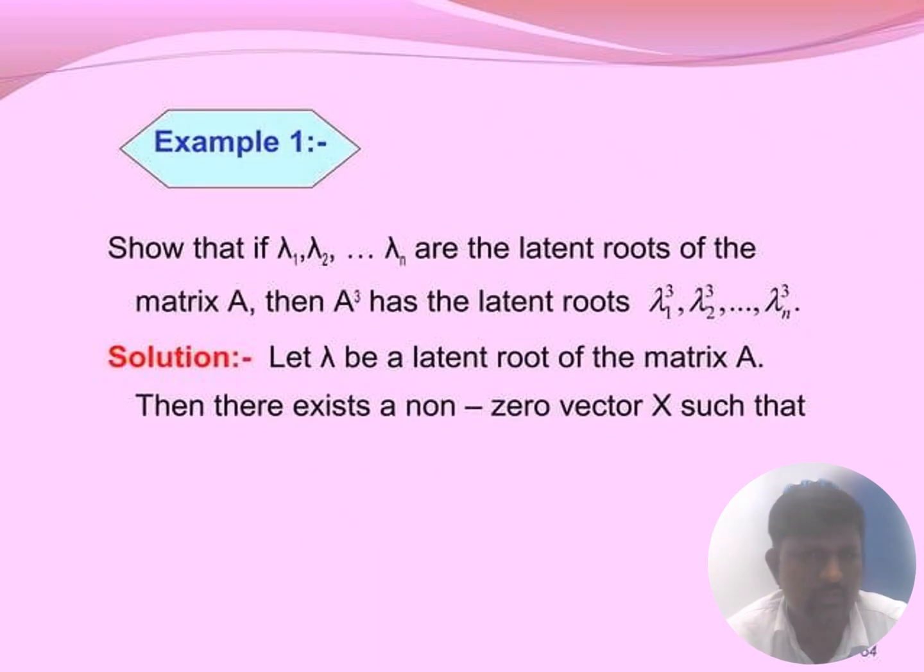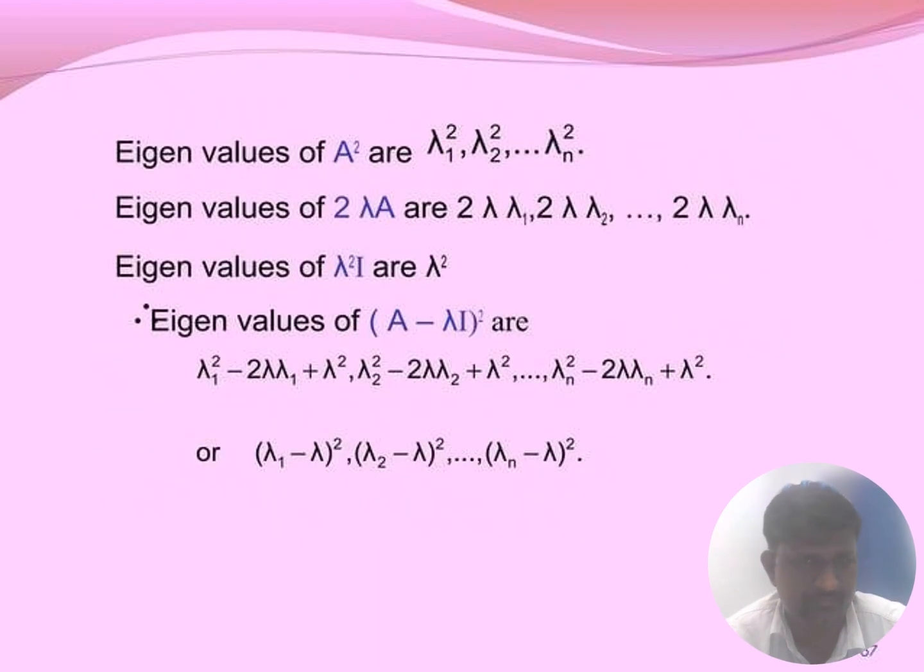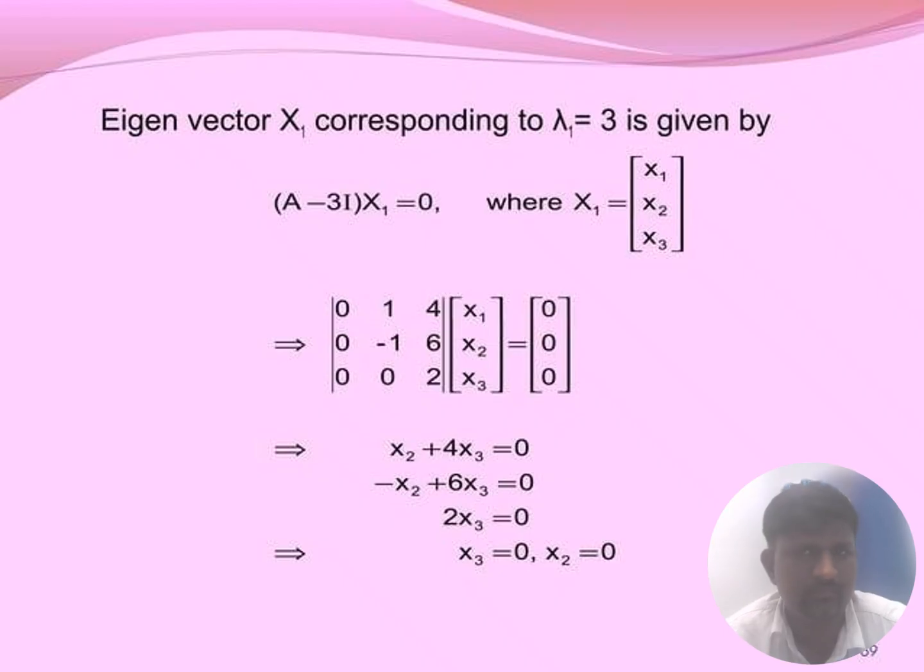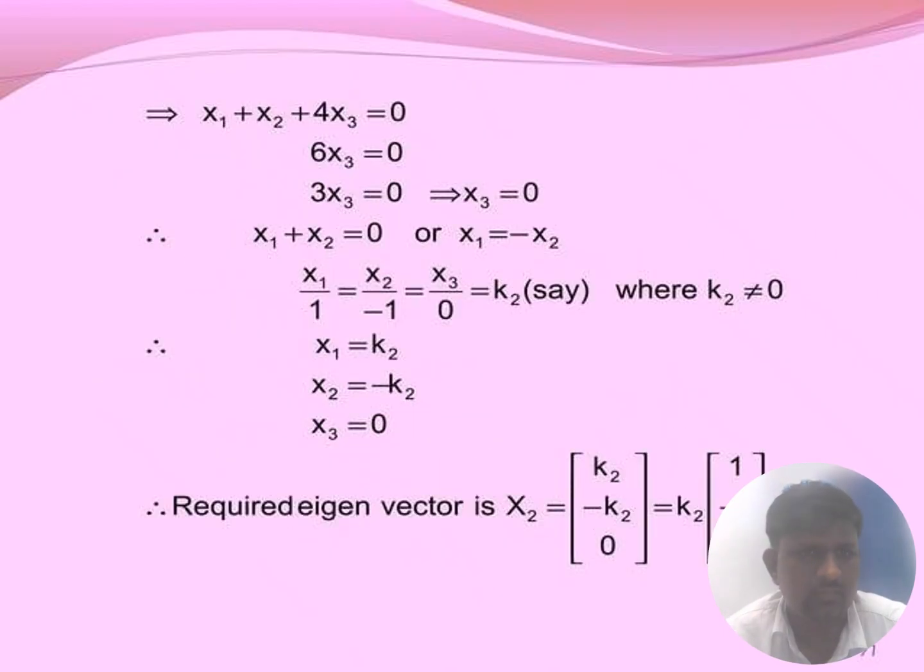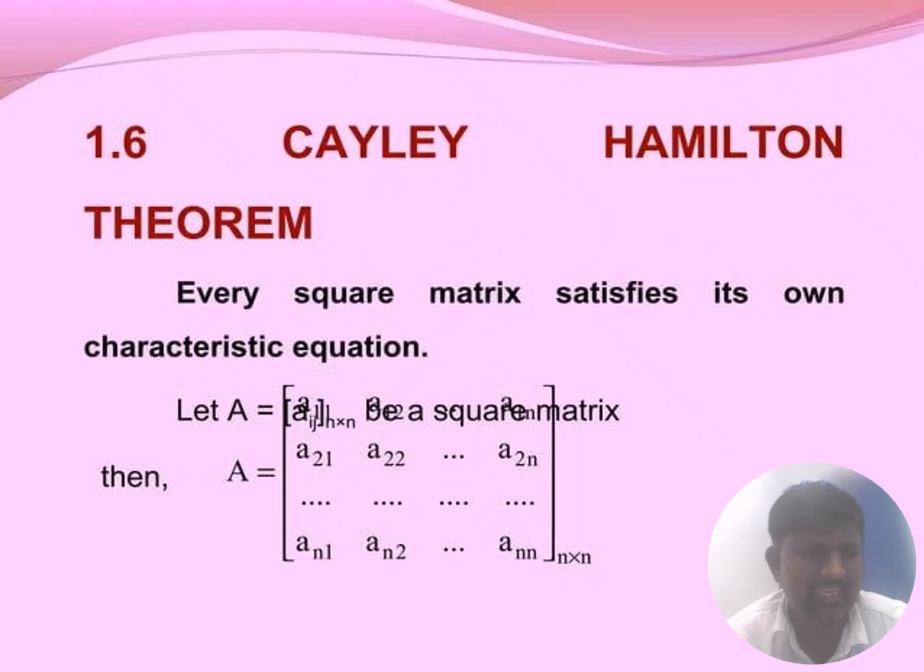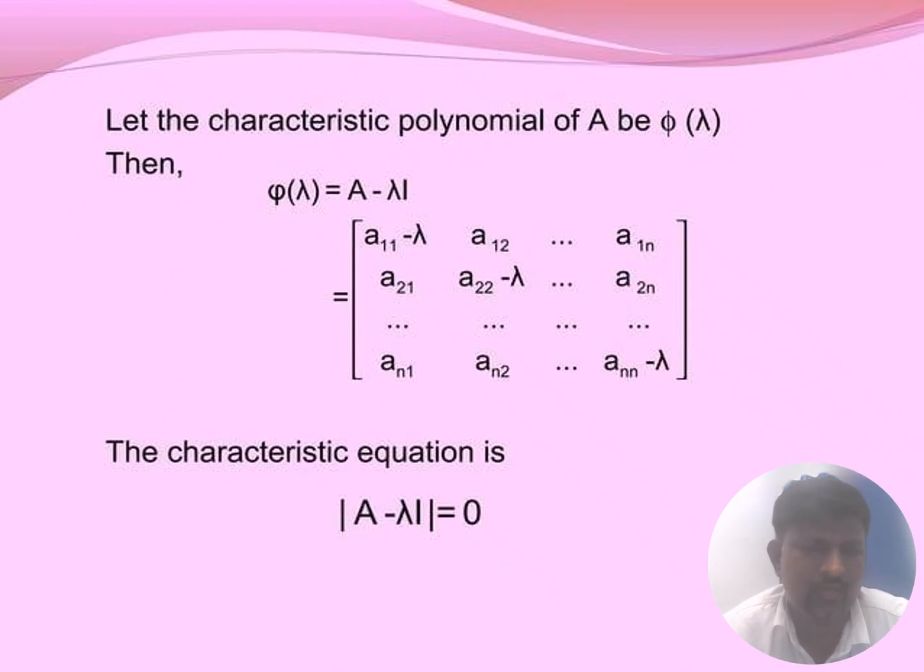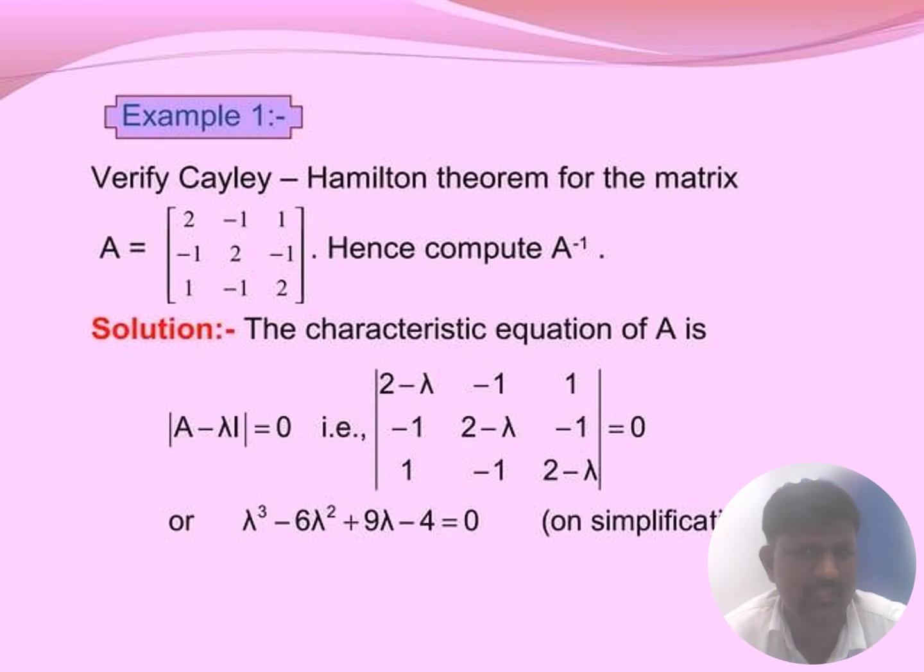Next, we are moving to the topic, that is the Cayley-Hamilton theorem. It is also a very important theorem in this matrix chapter. Every square matrix satisfies its own characteristic equation. This is the statement of the Cayley-Hamilton theorem. So from an exam point of view, they are asking more questions like verify the Cayley-Hamilton theorem for the given matrix. So how to verify the Cayley-Hamilton theorem?